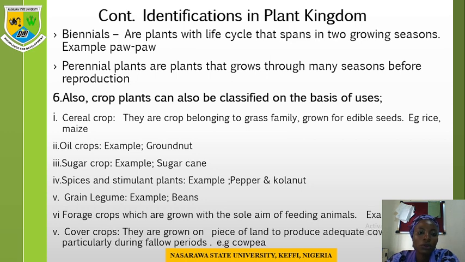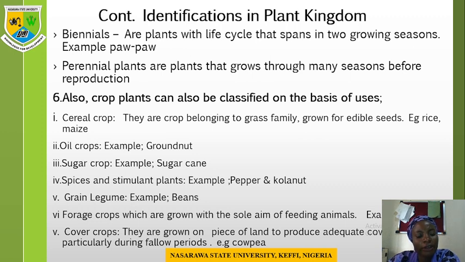Also, on the basis of how the crop plant is used, you can also identify a plant. For example, the cereal crops are crops belonging to the grass family, grown for their edible seeds. The rice, maize, these are cereal crops.